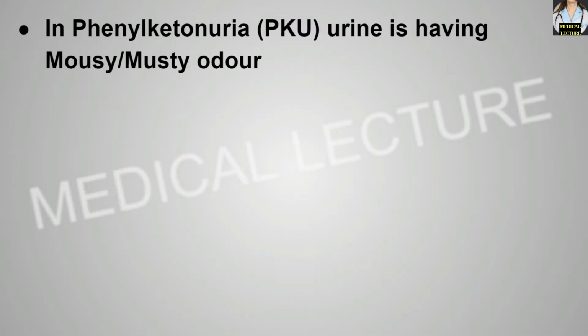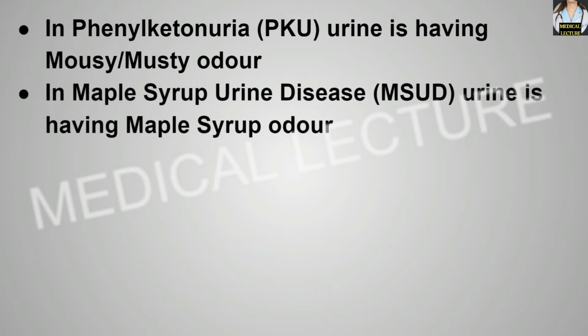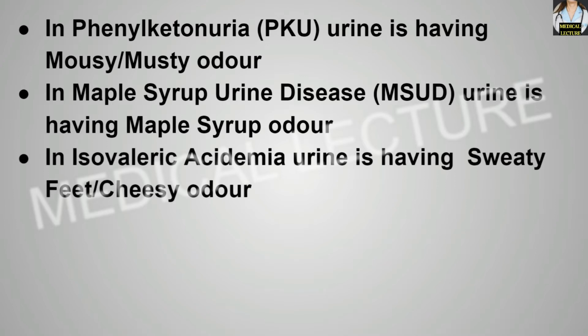In phenylketonuria, the urine has a mousy or musty odor. In maple syrup urine disease, or MSUD, the urine has a maple syrup odor. In isovaleric acidemia, the urine has a sweaty feet or cheesy odor.